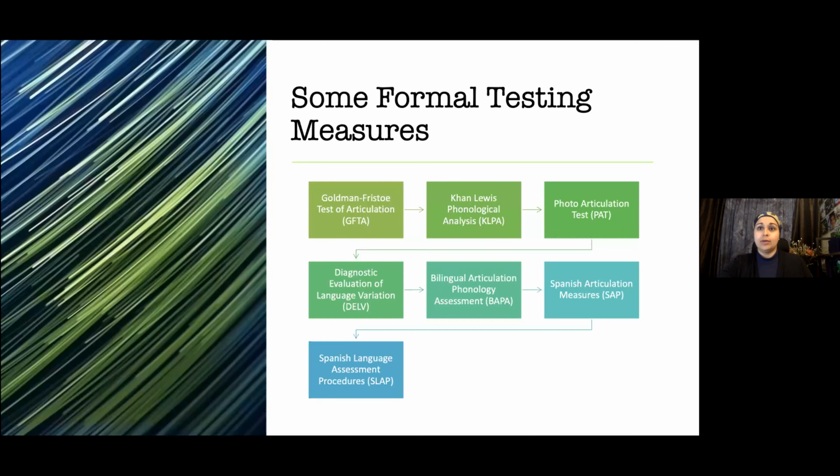Some formal testing measures here. These are the ones that were identified in my particular school district as being the most used. So the Goldman-Fristoe was number 1, Khan-Lewis, Photo Articulation Test, the PAT. The DELV was one that, believe it or not, was high on the list, but nobody used it because we couldn't get it. So I'm actually fighting to get that one in my district. Anybody here familiar with the DELV? Oh, I see a hand raised.